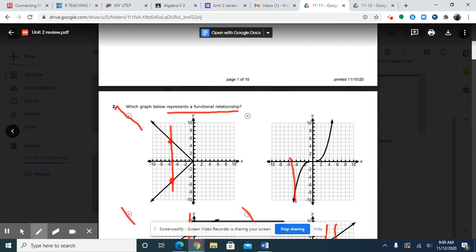The only one that is possible is this one right here, where you can draw many lines and you will never touch 2 points.